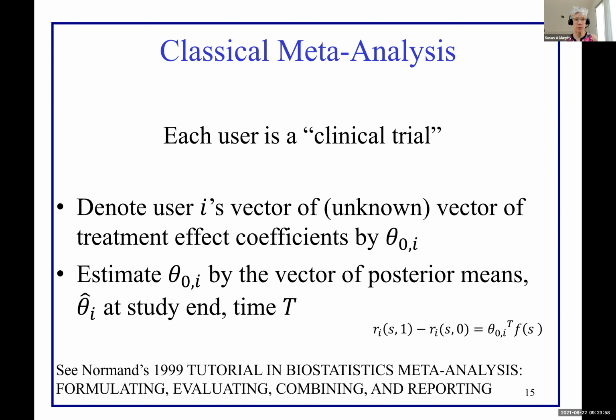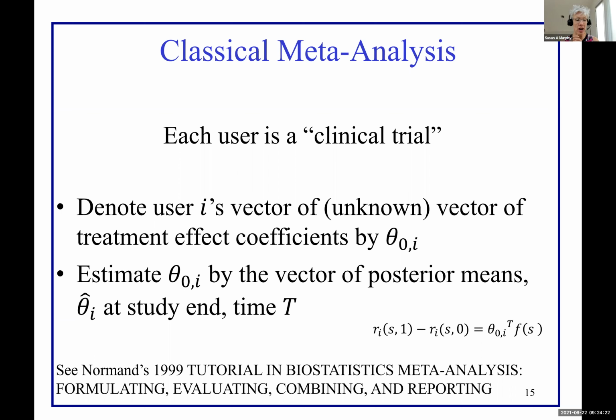And in this case, what happens in that setting, in meta-analysis and classical clinical trials, is you have multiple clinical trials with the same, usually a drug, being tested, and you want to combine results across those clinical trials. So here in our setting, we're going to view each user as a clinical trial.